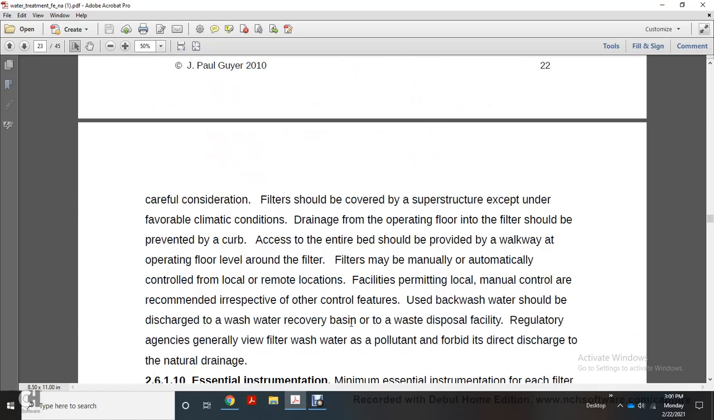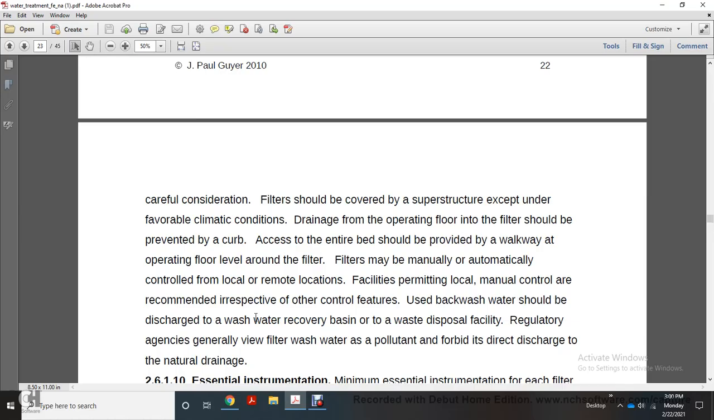Drainage from the operating floor of the filter should be provided with the curb access of the entire bed with the provided with the walkway operating floor level around the filter. Filters manually automatically controlled with local remote location. Facilities permitting local manual control are recommended irrespective of the other control features.